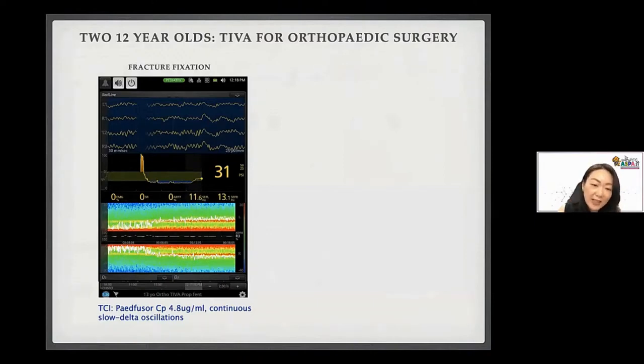Continuous slow delta oscillations are seen here. And then we reduce the infusion to 4.3 micrograms per mil. And here you see alpha oscillations emerging. You still see the delta, but you now also see alpha because the patient is a little bit lighter then. So this patient is having a full general anesthetic.